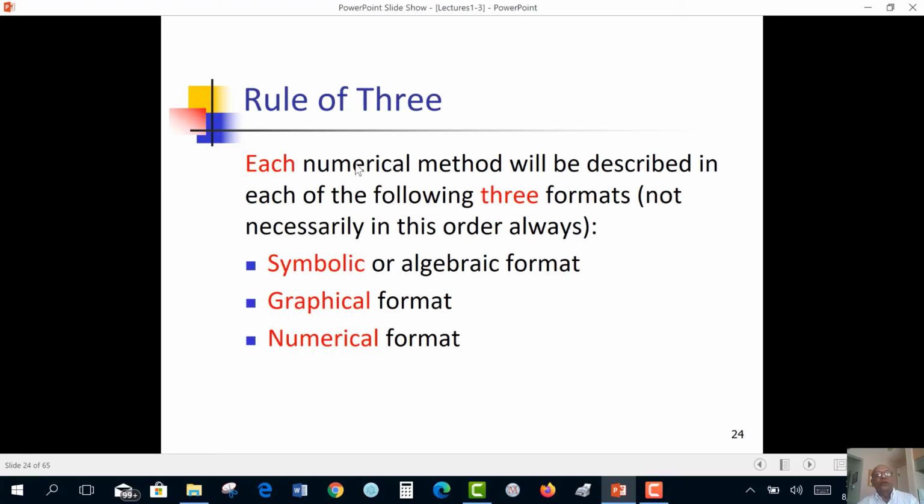Now, in teaching the course, whenever I'm covering any numerical method, I'm going to use three formats. I'm going to explain the method symbolically or algebraically. I'm going to explain the method showing a graphical format, and we will do a numerical example. Now, I may not do them exactly in this order. The order might change depending on the topic, but I hope to explain to you the method in all three forms.